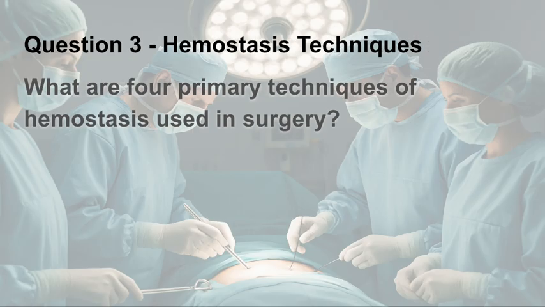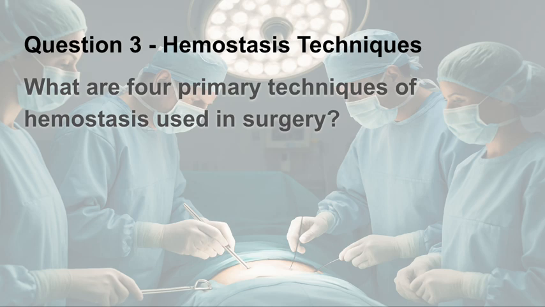Question 3. What are 4 primary techniques of hemostasis used in surgery? What role do clamps and ligature play in bleeding control? How does suturing assist in both hemostasis and wound closure? In what situations would electrosurgery actually be preferred? And how do topical or absorbable hemostatic agents help during surgery?